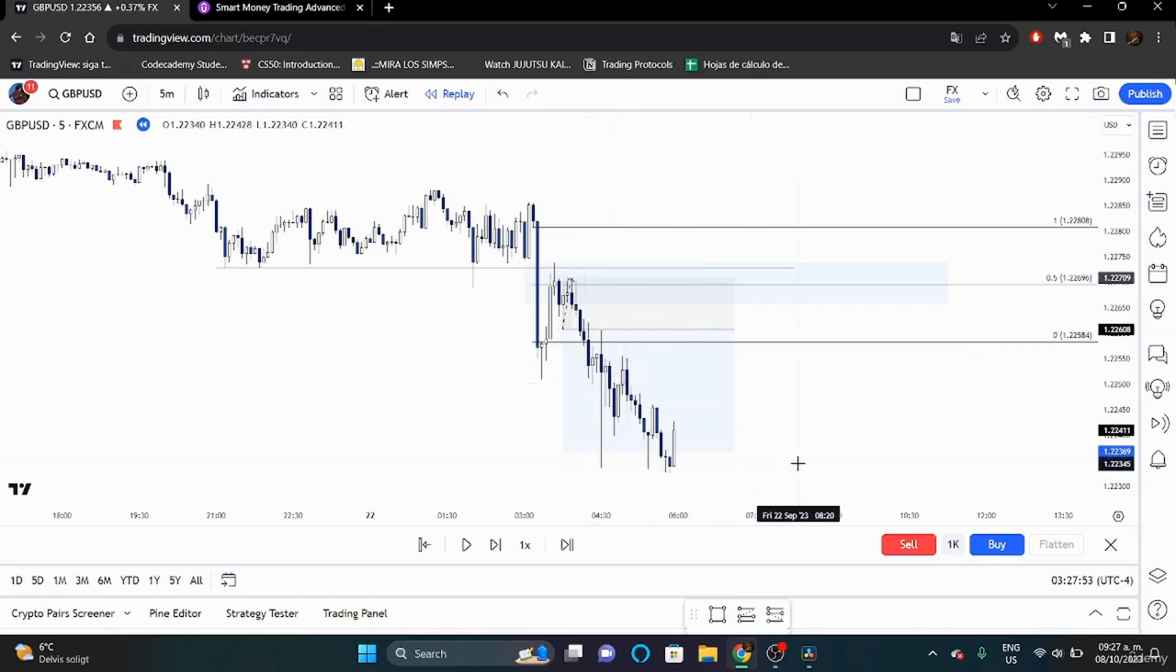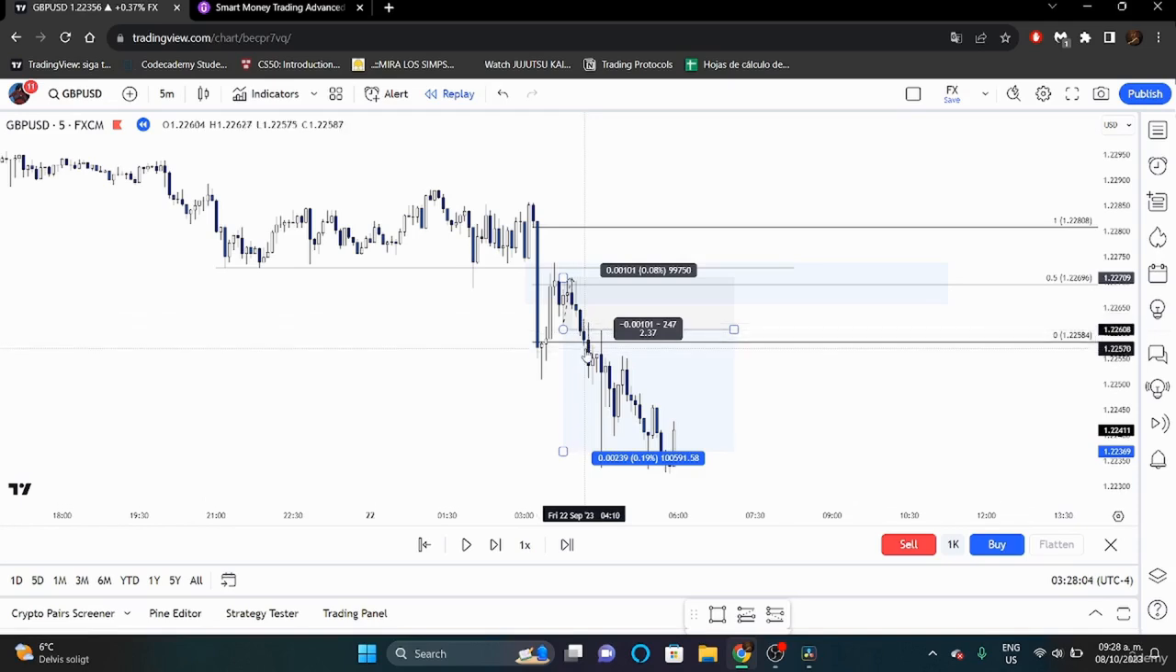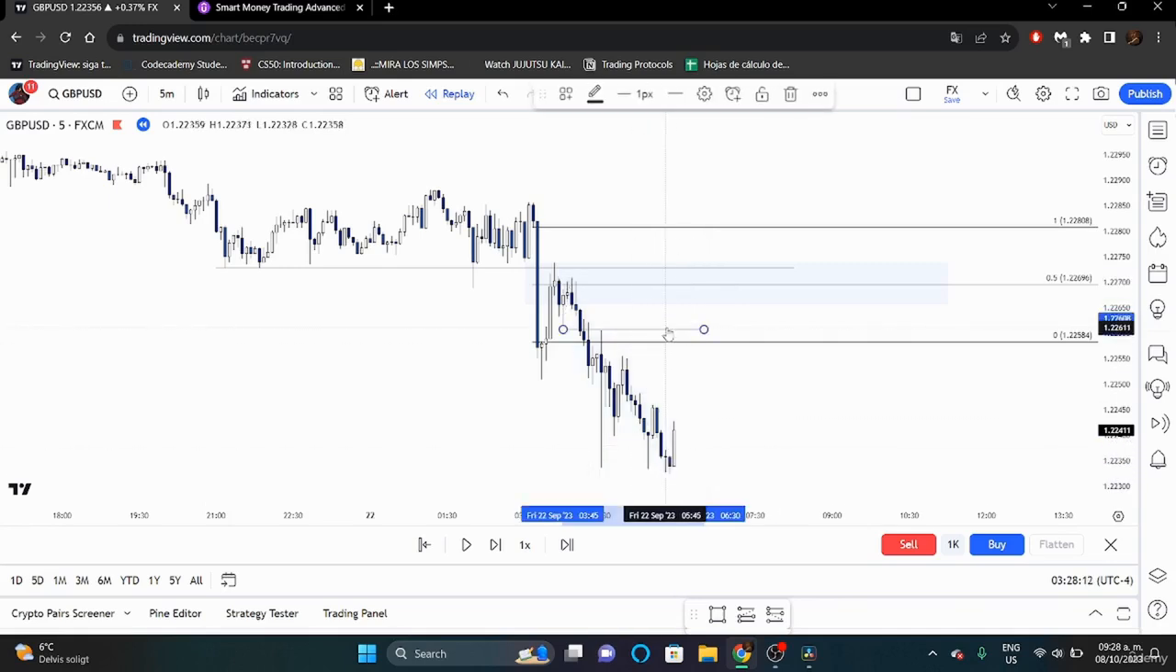This could be our trade. We talk the propulsion, touches the order block, touches it, goes lower, touches it, propulsion right here, touches it again right here, goes lower, boom, takes the liquidity.